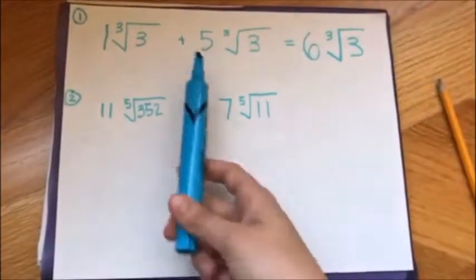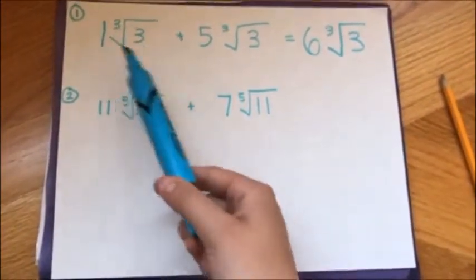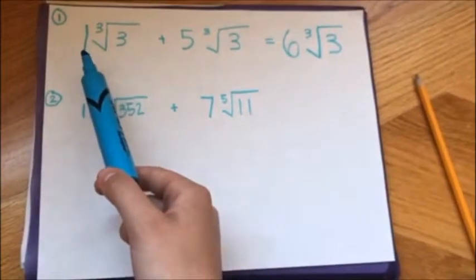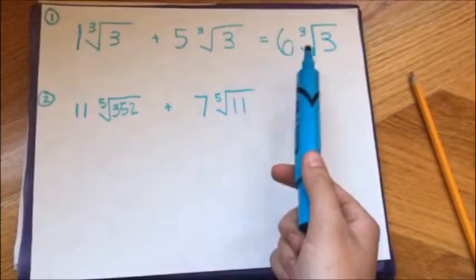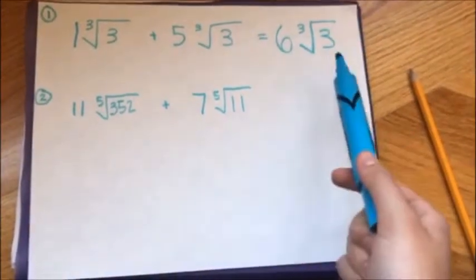For number 1, you think of the third root of 3 as a unit, and you just add the first number before. So 1 plus 5 would be the 6, and then you'd add the third root of 3.